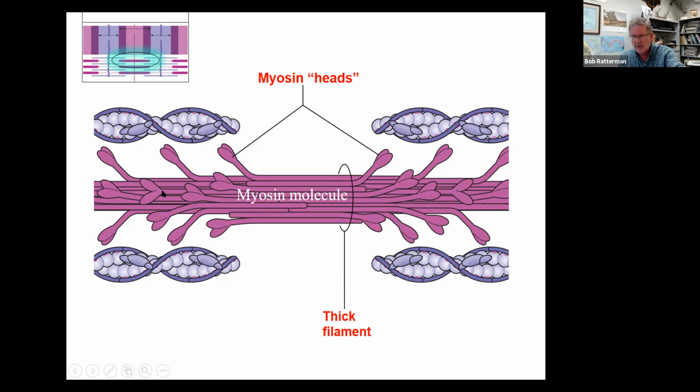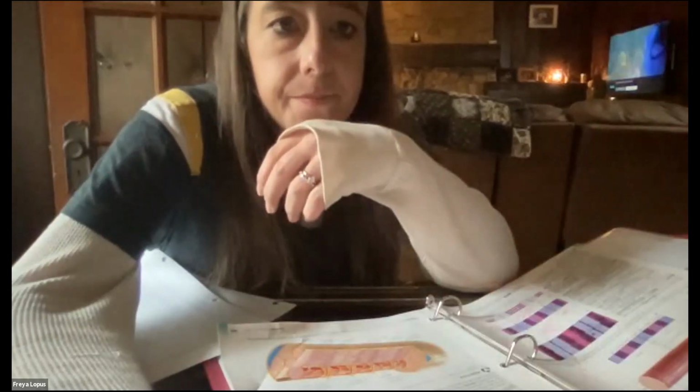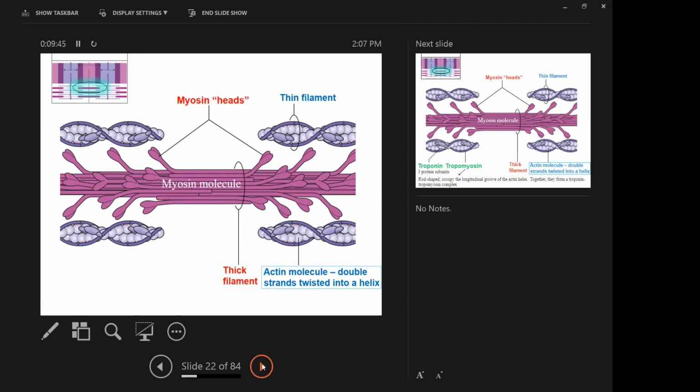Do you understand what I'm saying? Yeah, like it's round. Are you all awake? Yeah, sure. You've got to think 3D. Okay. Do you see the myosin molecule in the middle? Yeah. Okay.